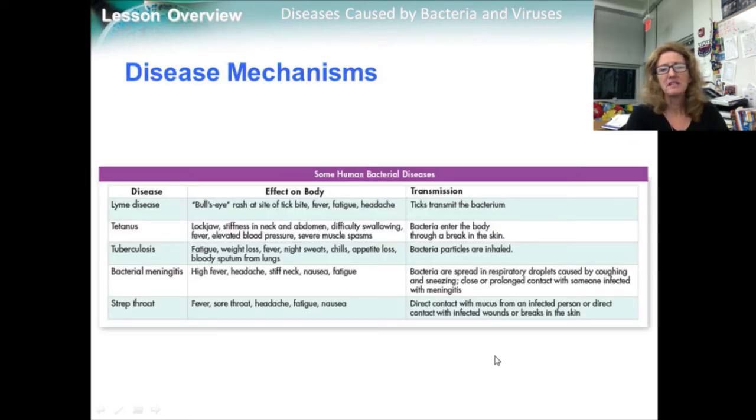Bacteria produce disease in one of two general ways. Some bacteria destroy living cells and tissues of the infected organism directly, while some cause tissue damage when they provoke a response from the immune system. Other bacteria release toxins or poisons that interfere with the normal activity of the host. Some common human bacterial diseases are shown on this table, like Lyme disease, tetanus, tuberculosis, bacterial meningitis, and strep throat.